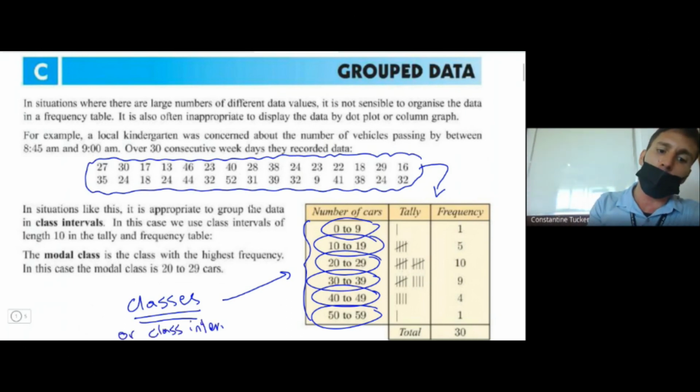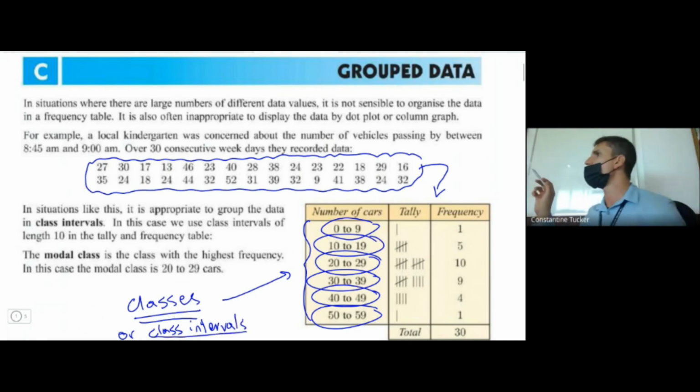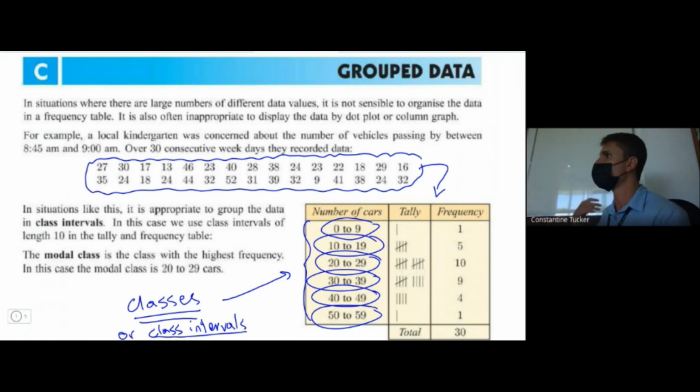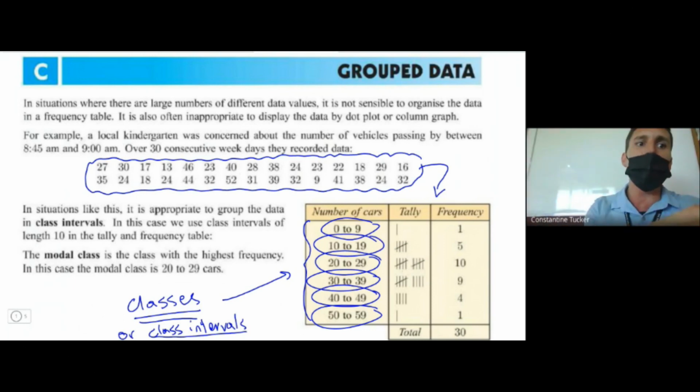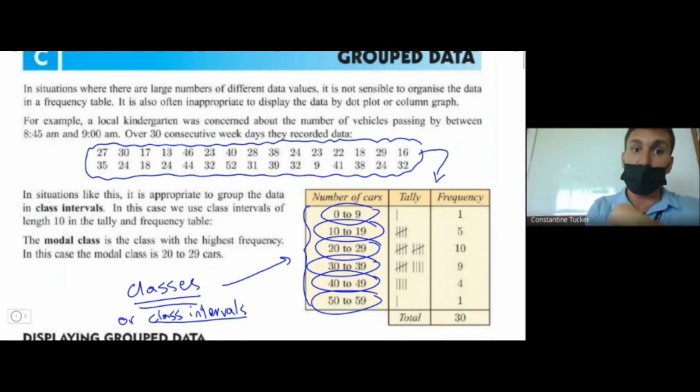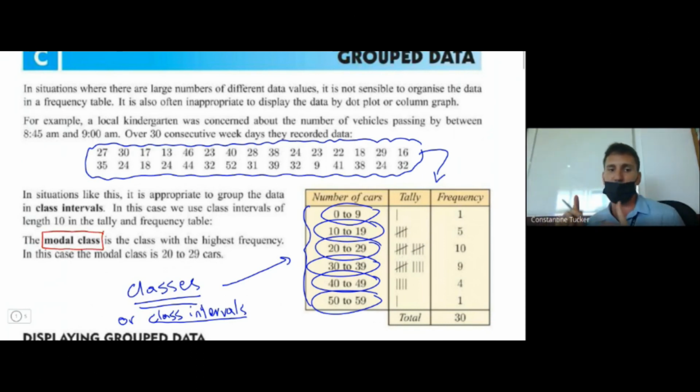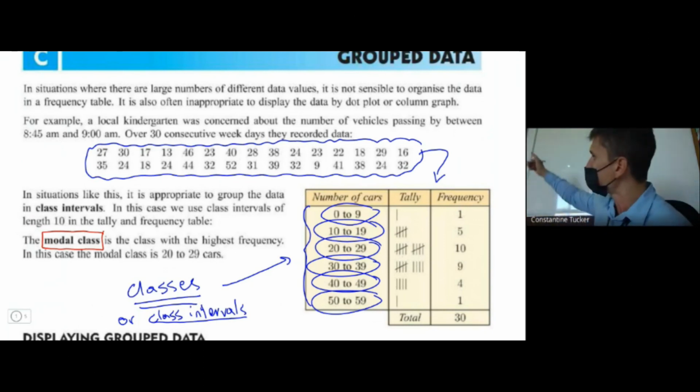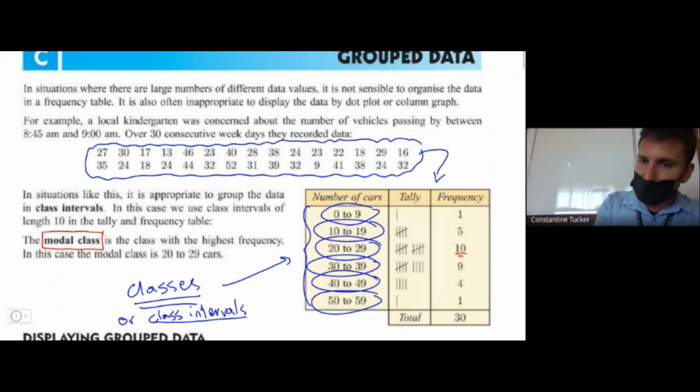Now, what is the modal class? We are familiar with the mode, right? What did we say the mode is? Excellent. The most common value, the value with the highest frequency, the one that appears the most. The modal class is the same thing, but instead of being a number with the highest frequency, it's the class with the highest frequency. So which class here has the highest frequency? Excellent. So we notice this one is the highest frequency.